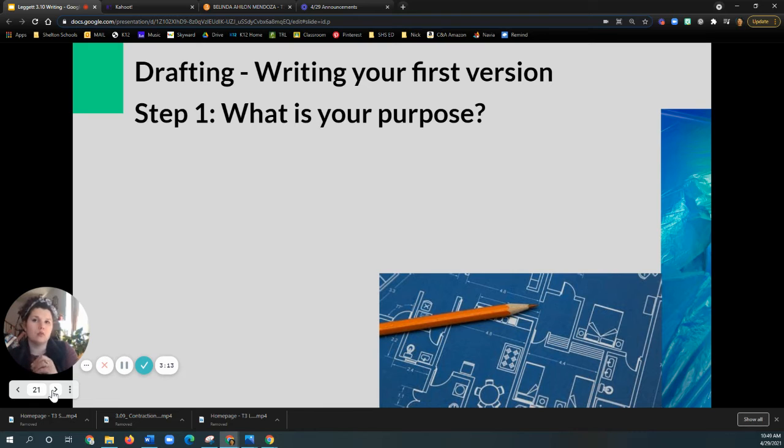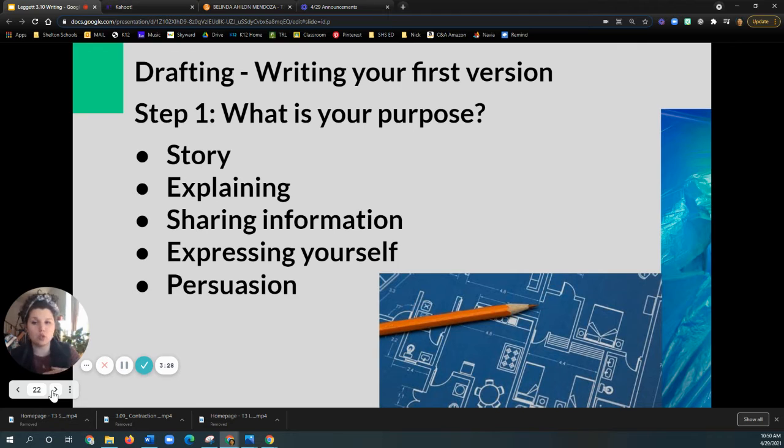So let's just assume that you've got all your pre-writing done. Now you get into the actual writing, and we have to think before we start writing, what is the purpose for writing? Like, what's the prompt? Are we telling a story? Are we explaining directions? Are we sharing information? Are you expressing your opinion or something about yourself? Or are you trying to persuade somebody to think like you're thinking? The type of writing we're going to be doing is more about sharing information and expressing yourself.